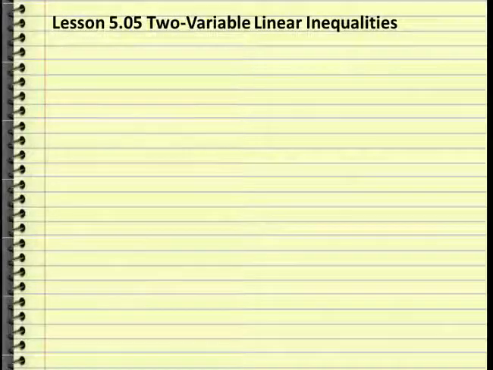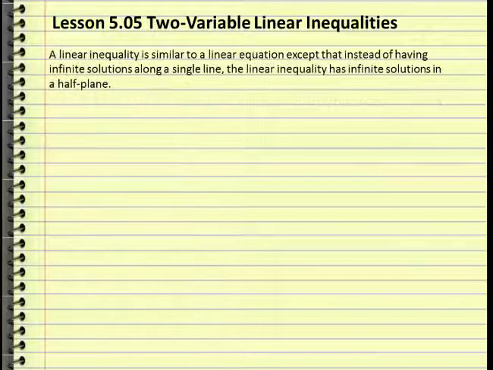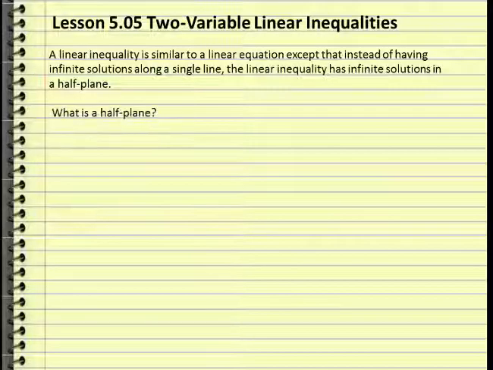Lesson 5.5, two variable linear inequalities. Okay, so we've already graphed an inequality in one variable on a number line. A linear inequality is similar to a linear equation in that it has two variables, but instead of having infinite solutions along a single line, like a single variable inequality, a linear inequality has infinite solutions in a half plane. Well, what's a half plane?